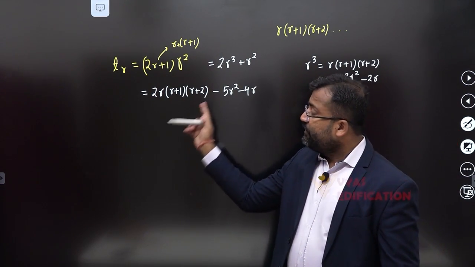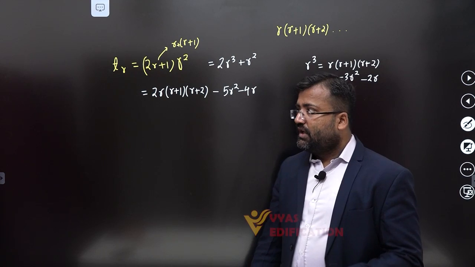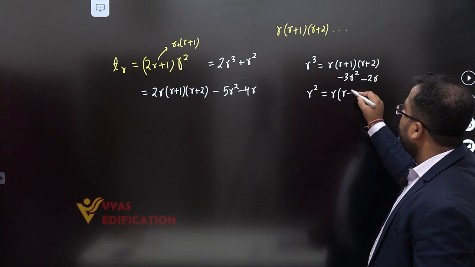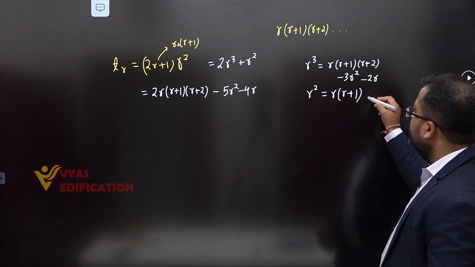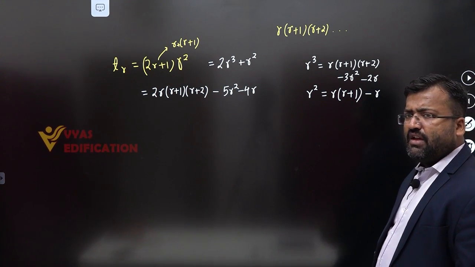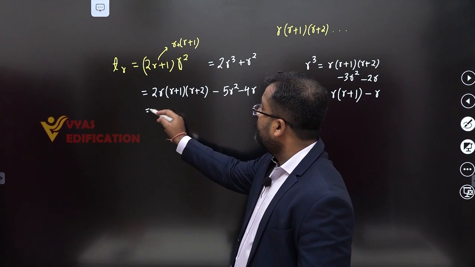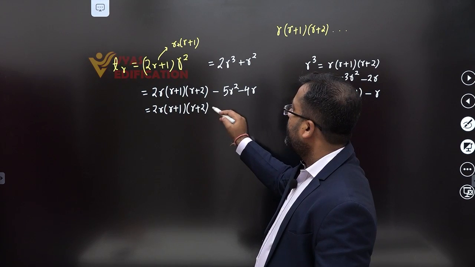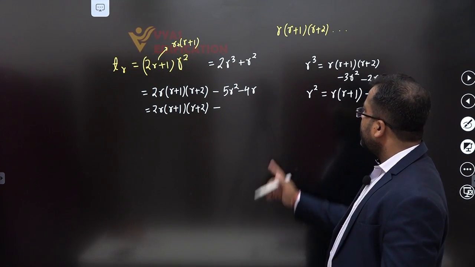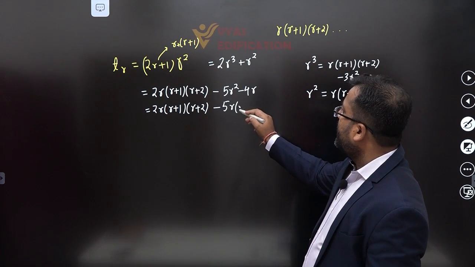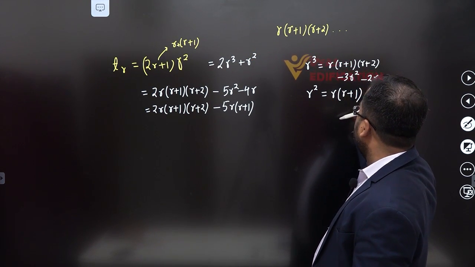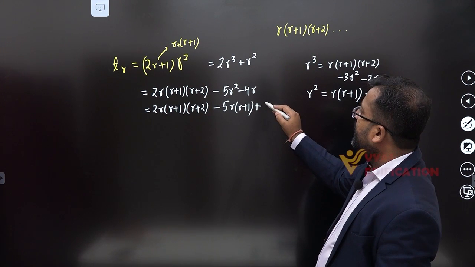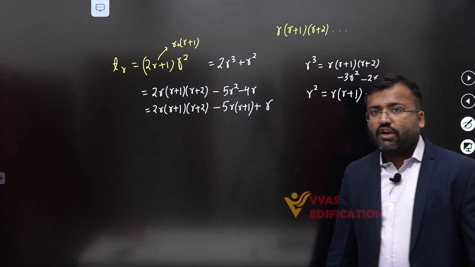This summation is easy to find now. Yes, direct summation. What about this one? R square can also be written as r times r plus 1, which is r square plus r, minus r. Yes or no? Okay, so this is 2 times r plus 1, r plus 2, minus 5 times r square, which is 5 times r plus 1, and minus 5 times this is plus 5r, and minus 4r is plus r. This is what you have.